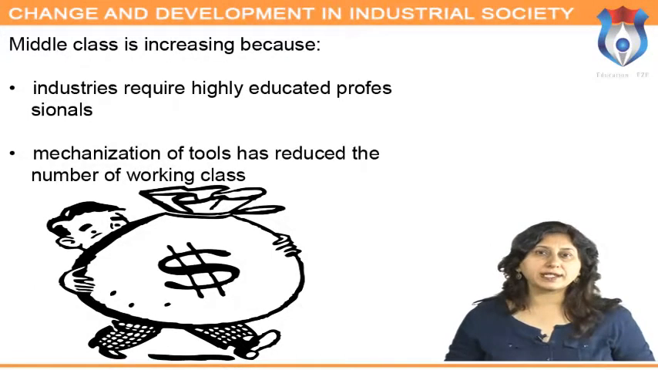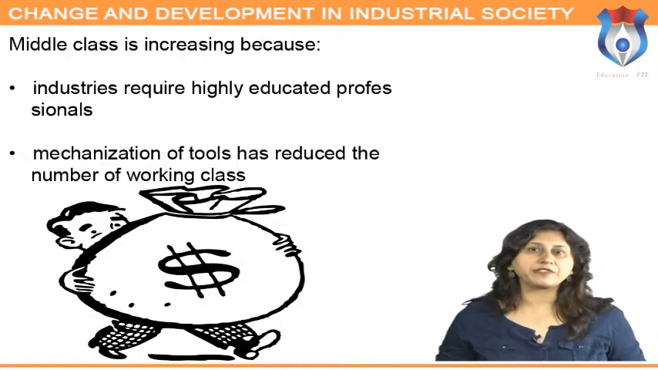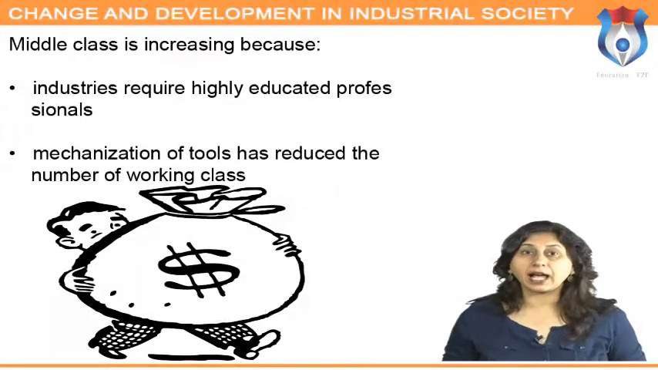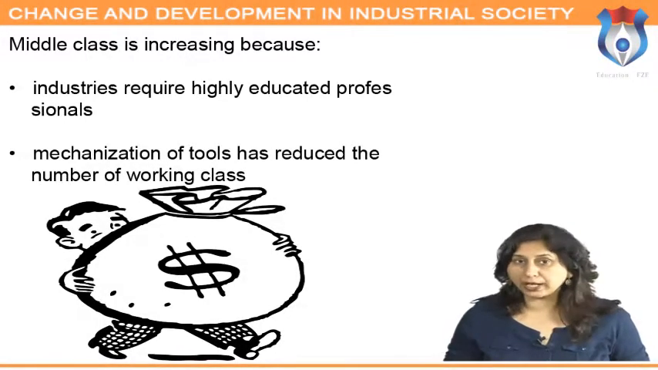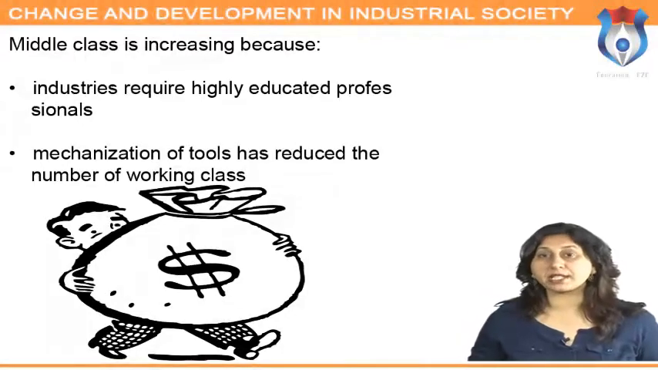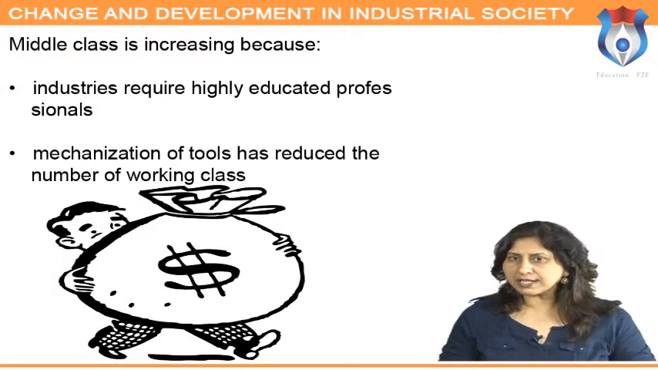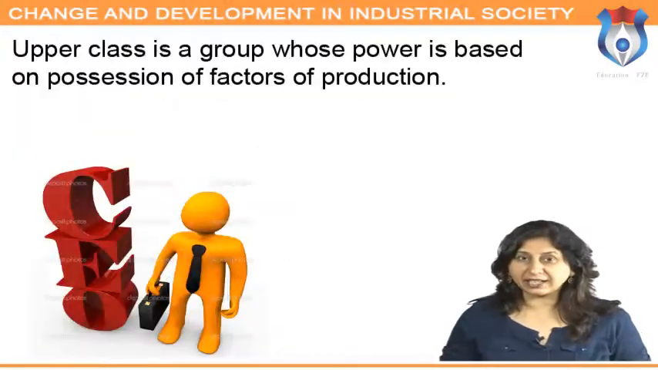Let us study the reasons behind this phenomenon. Firstly, the importance of large-scale industries needs highly skilled employees in greater numbers. Secondly, the demand for working population is decreasing due to mechanization of tools. After discussing the middle class in detail, let us move our focus to the upper class.